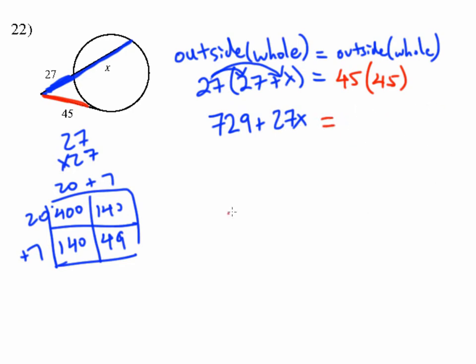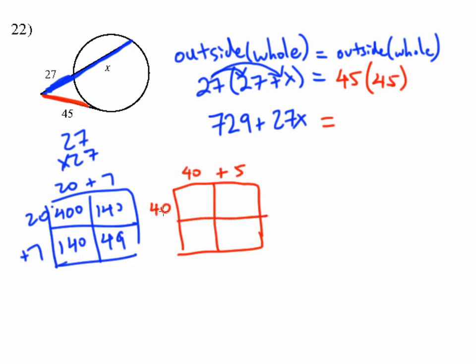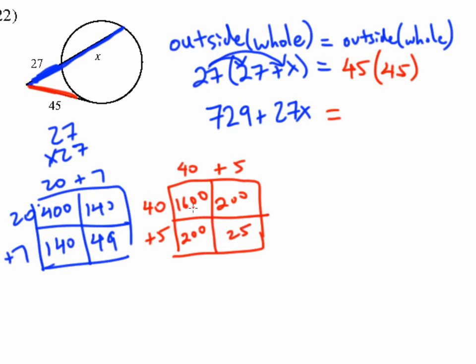45 times 45. So again, let's break it down. I'm not going to give you such huge numbers in all likelihood. You can just do normal multiplication if you want; I'm just doing something different for fun. 40 times 40 is 1600, 40 times 5 is 200, 40 times 5 is 200, 5 times 5 is 25. So 1600 plus 400 is 2000, plus 25 is 2025.